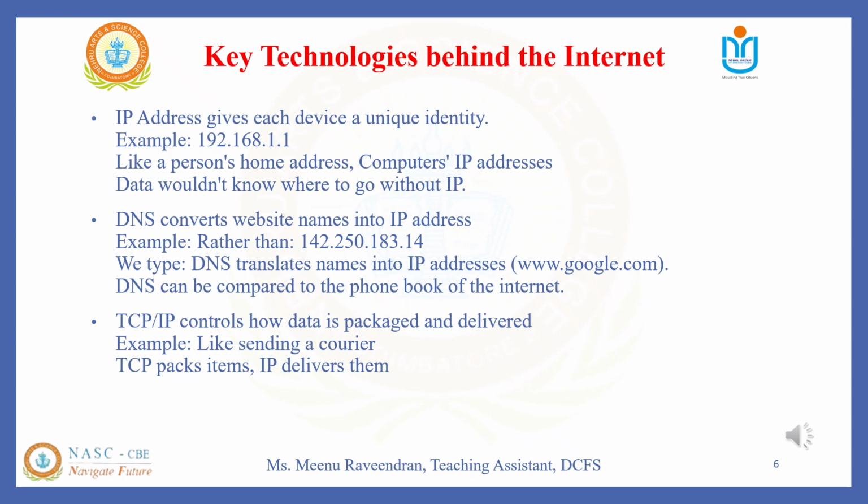The second technology is DNS or Domain Name System. DNS translates website names into IP addresses. It acts like a phone book of the internet. Finally, we have TCP/IP. TCP stands for Transmission Control Protocol and IP stands for Internet Protocol. TCP divides data into packets, checks for errors, and ensures reliable delivery. IP finds the correct destination and routes the packets through the network. You can compare this to sending a courier. TCP will pack the parcel safely while IP delivers it to the correct address.